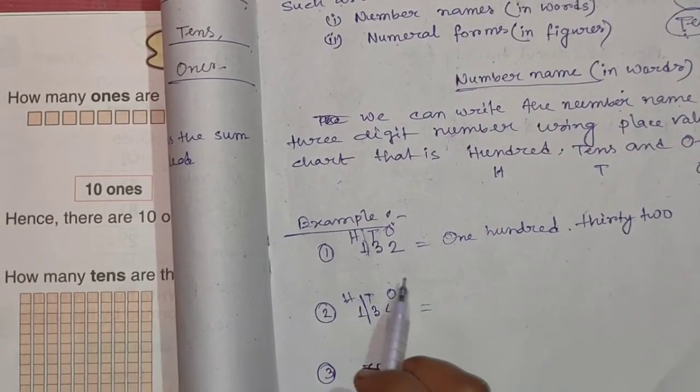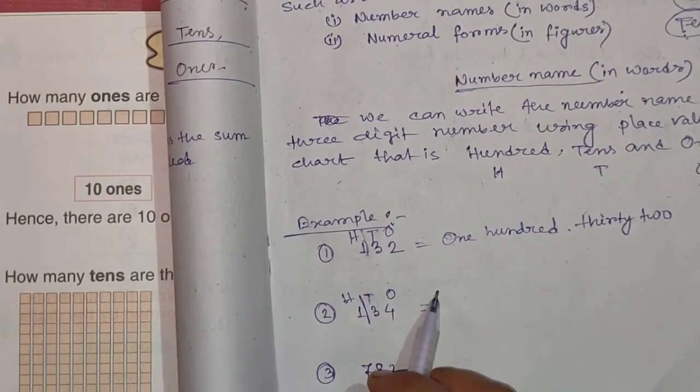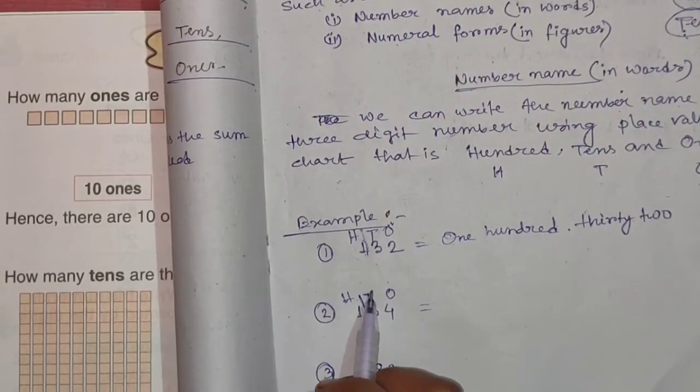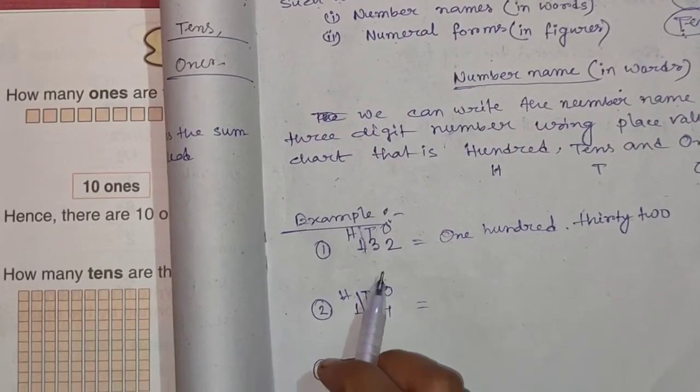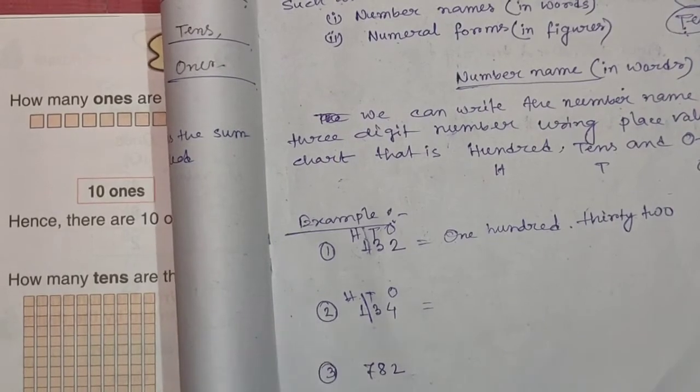So we will write the place from right to left and we will write the number names. When we will write the number names we will start from the left place.